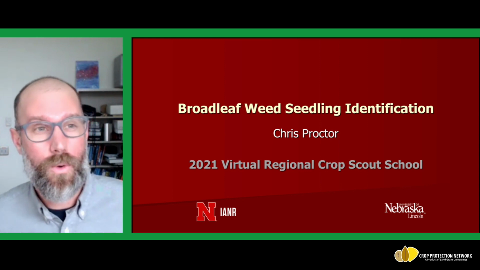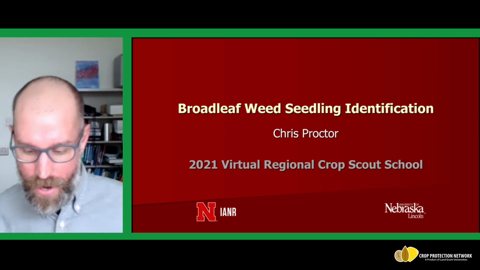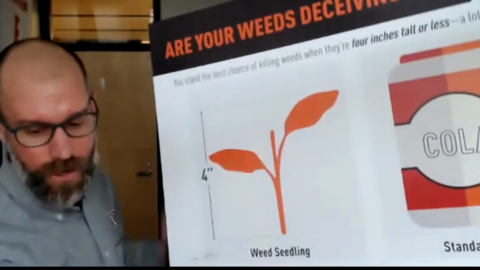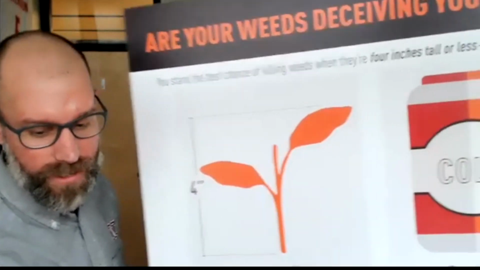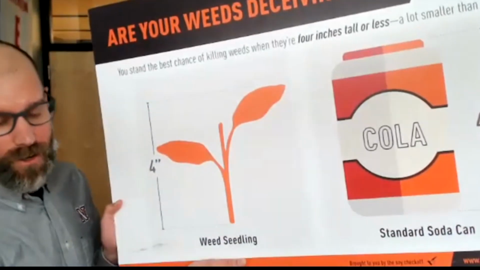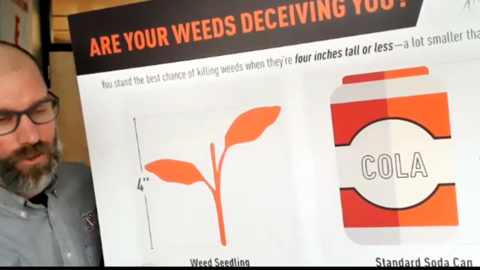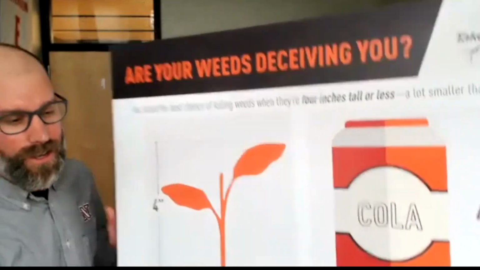Thinking about weed identification, why does it even matter? When we talk about controlling weeds, there's a few things that we like to think about, weed size being one of them. And so I often like to show this poster here. When we talk about weed size, we always say, if your weeds are larger than a 12-ounce soda can, they're getting too big to control. So we really want to catch them when they're early. That gives us the best, really the best opportunity to control those weeds when they're small.